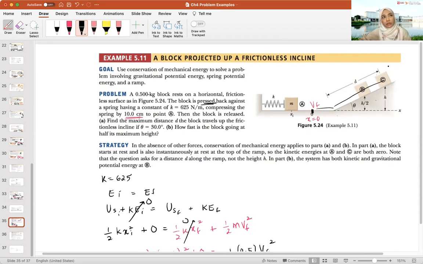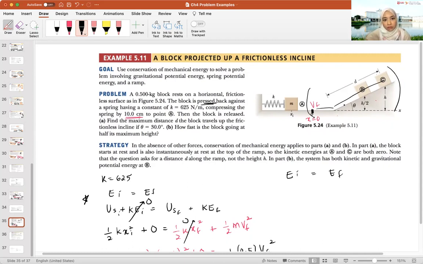So what if I want to conserve the energy for this part, so kita dah solve. This is not part A pun. This is just like preliminary results. So I want to solve for this system. So EI equals to EF. What do I have here? What is my starting point here?